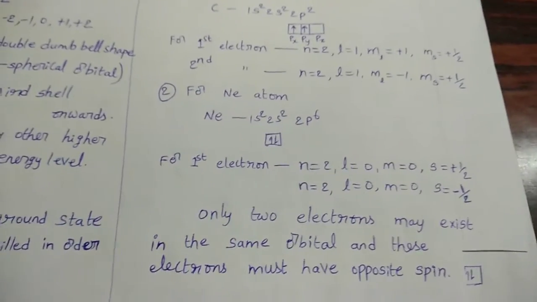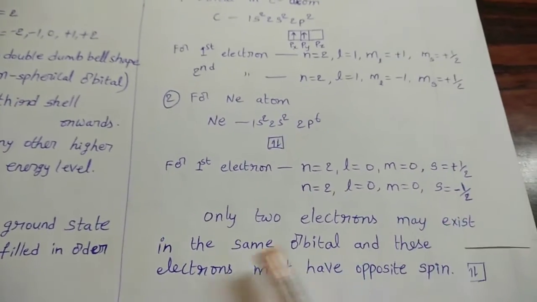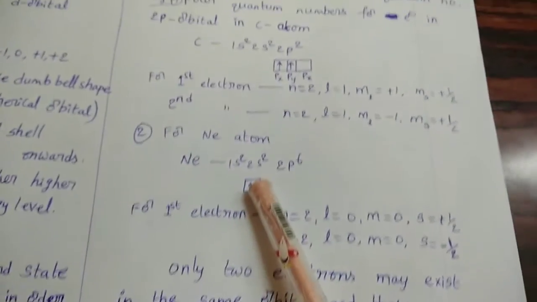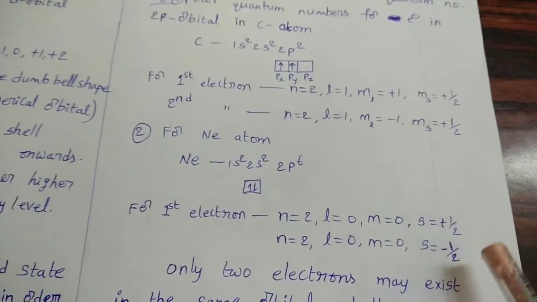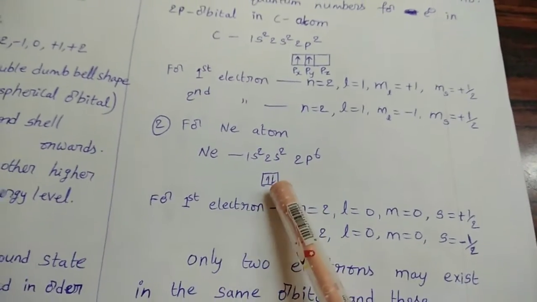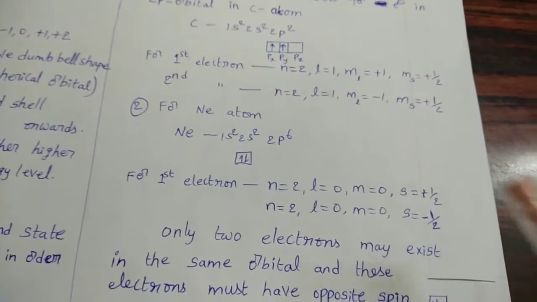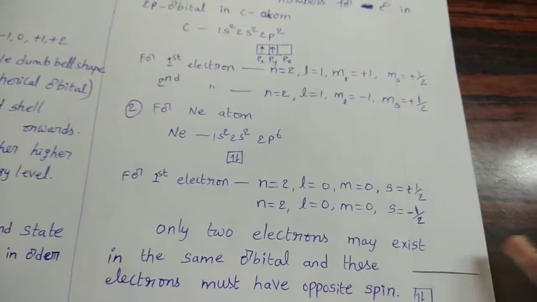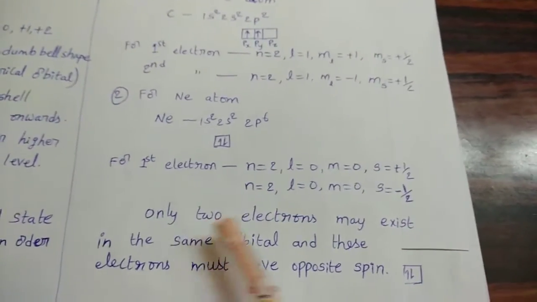From this we can write the Pauli exclusion principle in another way: only two electrons may exist in the same orbital and these electrons must have opposite spin. See this, in this orbital two electrons are there. One electron's spin is plus half, another electron's spin is minus half. Suppose a third electron is also present in the same orbital. Then what about the spin? Either plus half or minus half. But that is not possible because repulsive forces dominate if three electrons are present in the same orbital.